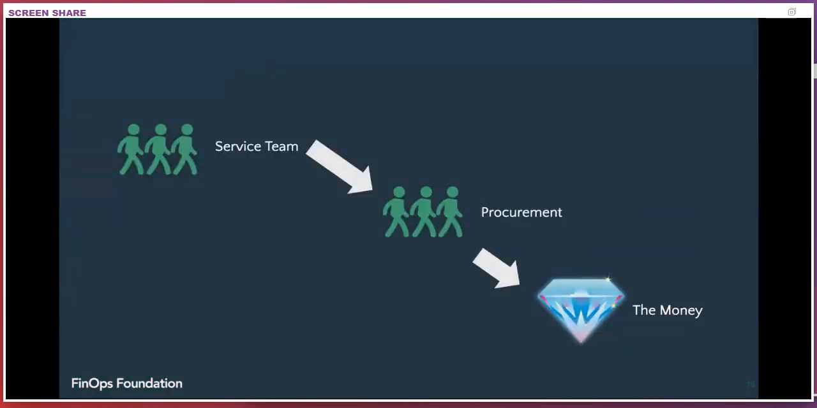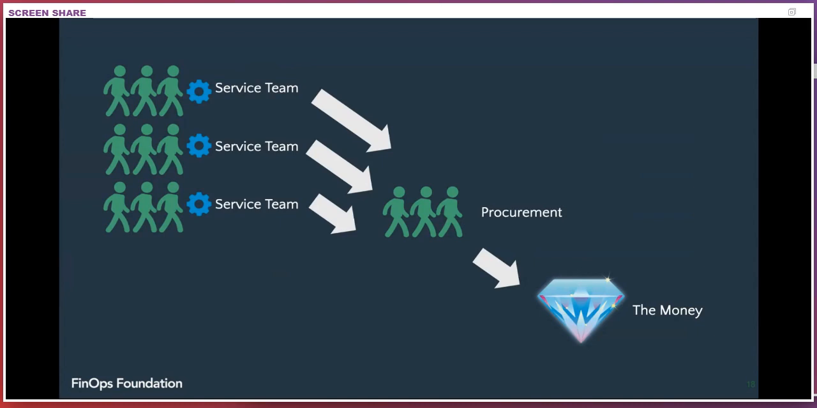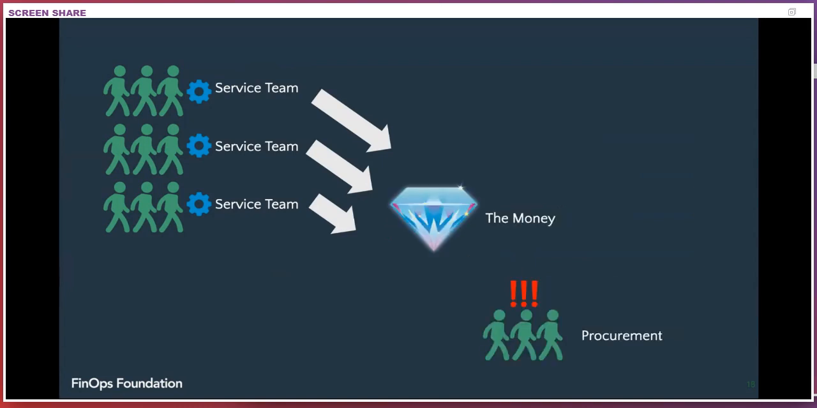So when we move to the cloud, we have service teams. We move to a DevOps model. We have lots more service teams instead of platform teams. They're all asking procurement for access to the money. The reality is they're actually moving to infrastructure as code and automation, things like auto scaling. So now we've got the machines needing access to spend money. And so what really happens is the service teams are able to spend money in the cloud without any sort of gated process in front of the money.